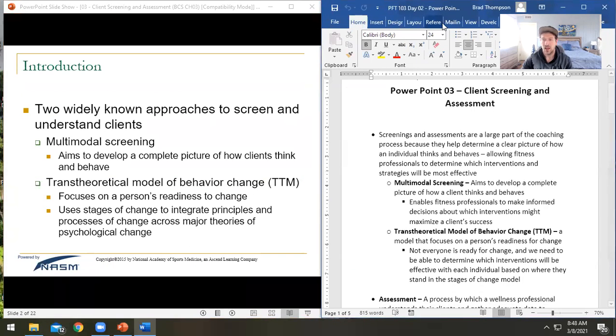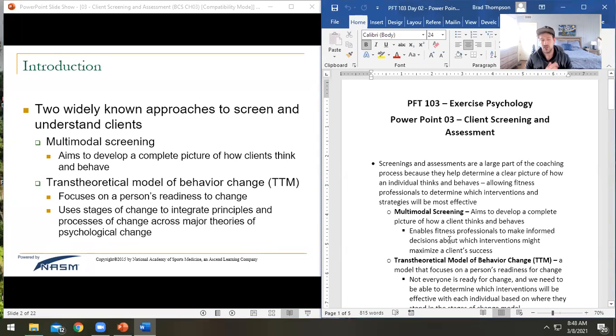Looking at this, the two most widely known approaches to understanding our clients. If we need to understand someone's posture, we make them move a certain way and their body gives in certain ways. It's like, oh, your knee buckled like this, so that means your adductors are overactive, or you have this excessive lean that shows me your calves are really tight. We get a similar approach here for understanding how our clients think and whether they're ready for change: screenings versus assessments.